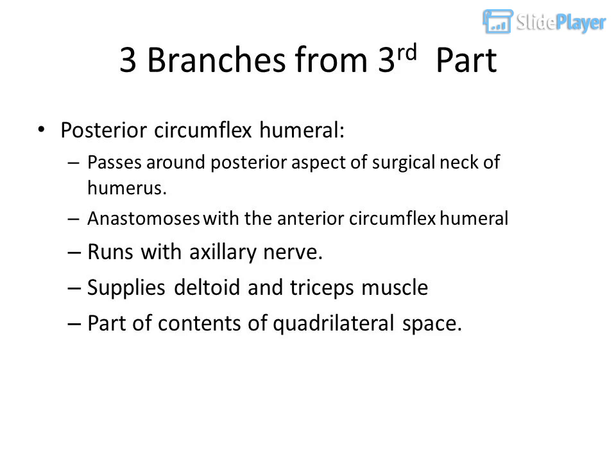which passes around the posterior aspect of the surgical neck of the humerus. It anastomoses with the anterior circumflex humeral. It runs with the axillary nerve, supplies deltoid and triceps muscle, and is part of the contents of the quadrilateral space.